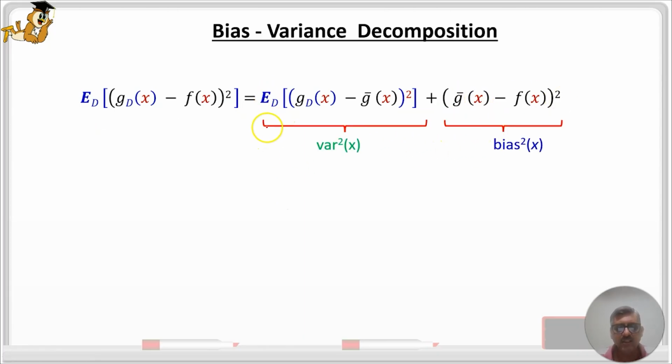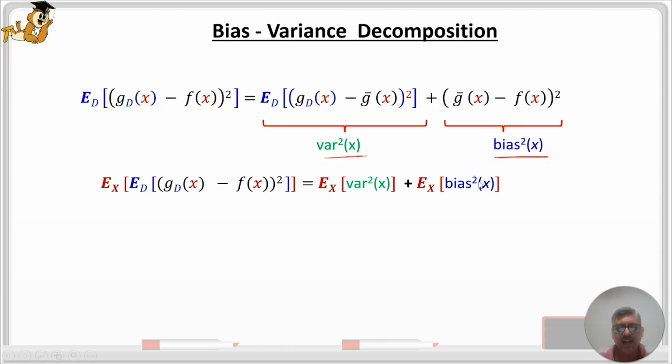This is often referred to as var(x), the variance of x. This is often referred to as bias squared of x. And therefore if you bring back the expected value over x, which we had dropped in the previous slides for convenience, you end up with this equation, which is the same as this, except that you have now brought the expected value over x back in.